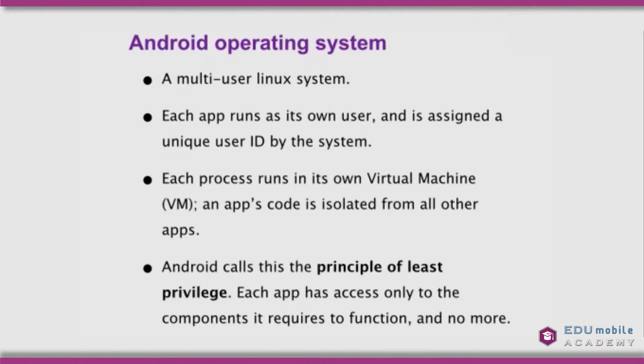Now, there is a way to set the user ID of an app such that it shares a user ID with another app. But we'll get to that later. This principle of apps having a unique user ID, where only an app can access its own exclusive data, is called by Android the principle of least privilege. In other words, every app has access only to the components it requires to function and no others by default.